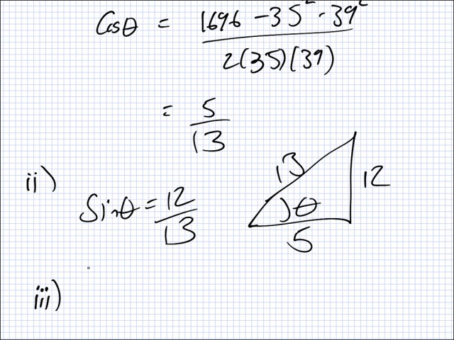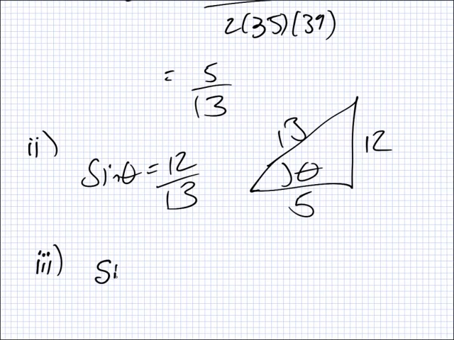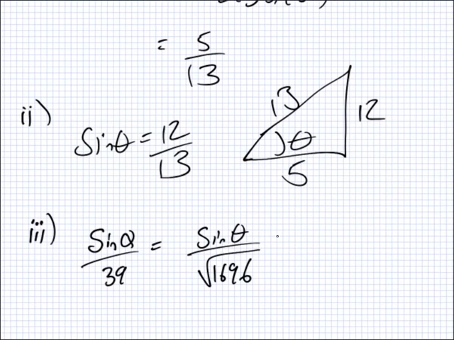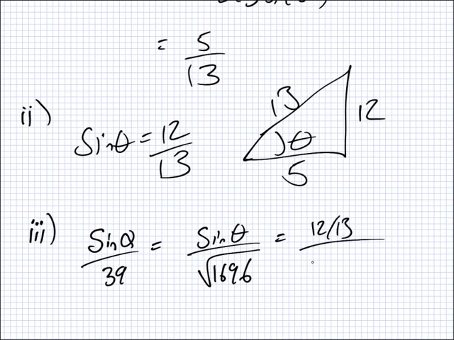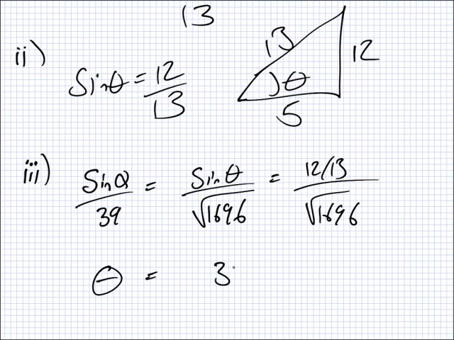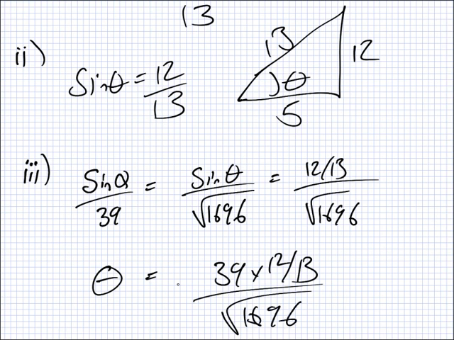Find the size of angle Q. What's the best way to get Q? Sine rule? Sine Q over 39 equals sine theta over root 1696. Now we actually know sine theta, it's 12 over 13. So Q would be 39 times 12 over 13 over root 1696, sine inverse. Yes. What do you get? 60.9. Okay.